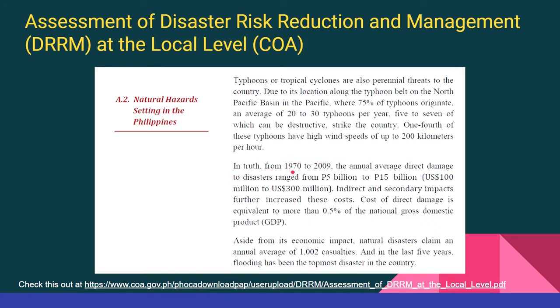From 1970 to 2009, the annual average direct damage of disasters ranged from 5 billion to 15 billion pesos. Okay? So the cost of the direct damage is equivalent to 0.5% of the national gross domestic product within this period. Natural disasters also claim an annual average of 1,002 casualties, and in the last 5 years, flooding has been the topmost disaster in the country. You can access this report. I'll provide the link in the description below.